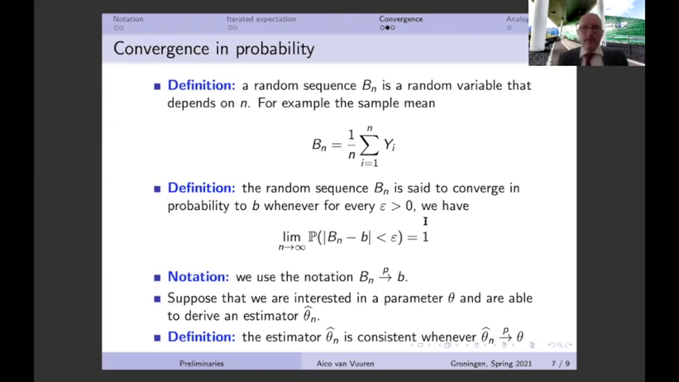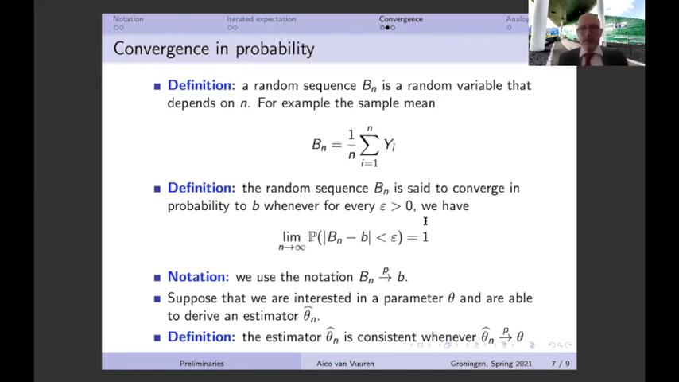What does this mean? Well, in order to understand what this means, maybe the best thing to do is to first ask ourselves, what does it actually mean when a non-random sequence converges to something? To give you an example, this is an example that you of course know all from calculus. We are going to look at the non-random sequence, for example, 1 over n. We do know that if n goes to infinity, then this sequence is going to converge to 0.